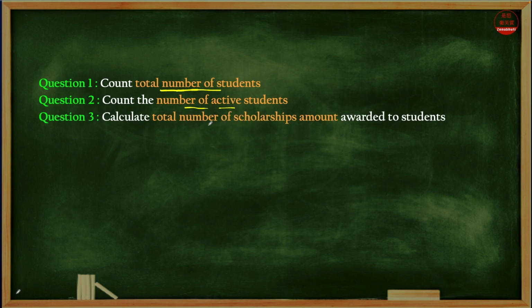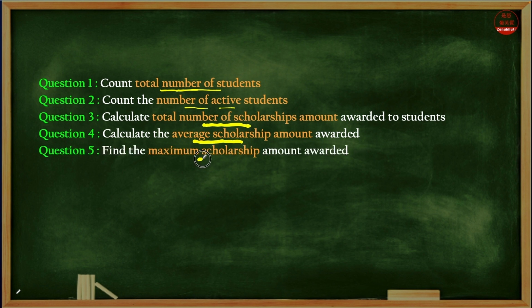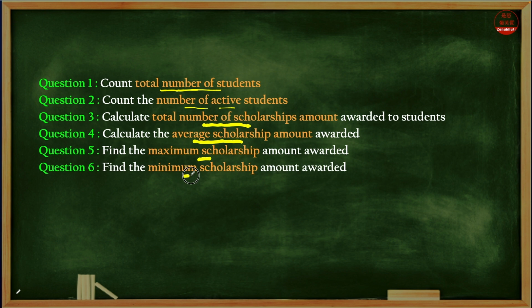Question number three is calculate the total scholarship amount awarded to the students. Then calculate the average scholarship amount awarded. After that, find the maximum scholarship amount awarded. Then we are going to find the minimum scholarship amount awarded, and that's going to be all for this exercise. Let's try to implement these in SQL.